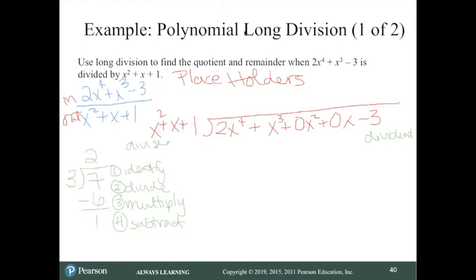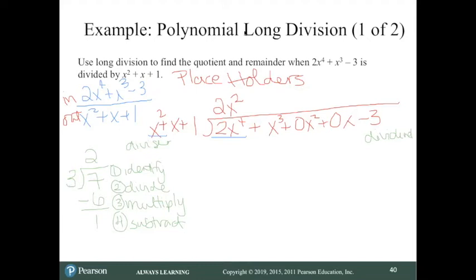So step 1, identify. I want to say how many times does x squared go into 2x to the 4th? Well, it goes in 2x squared. Another way of asking that is, what do I have to multiply x squared by in order to get 2x to the 4th? So in order to get 2x to the 4th, I multiply 2x squared times x squared.